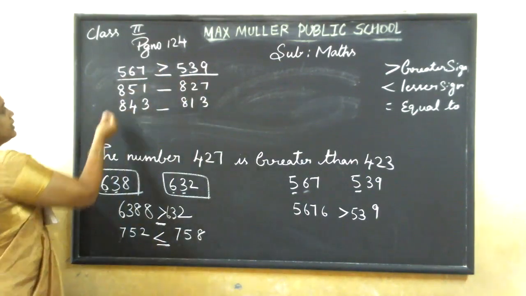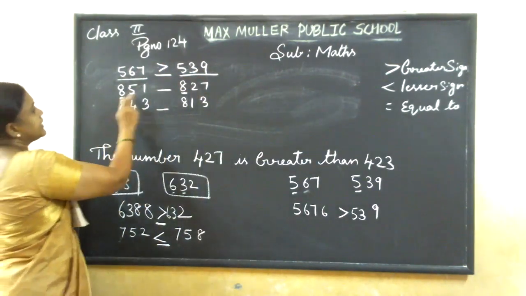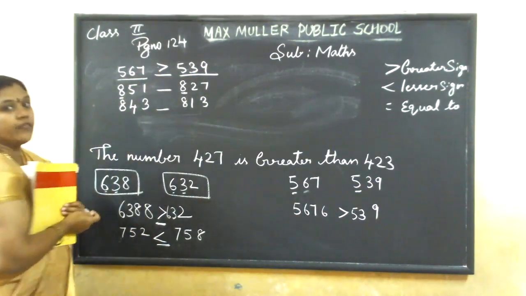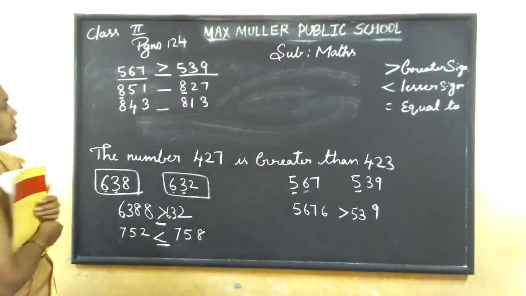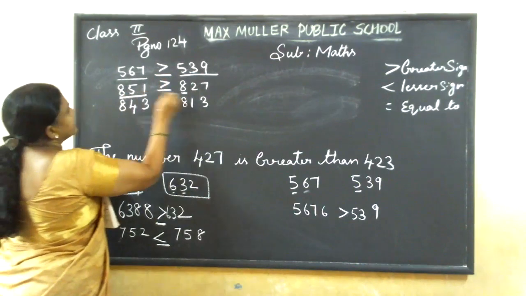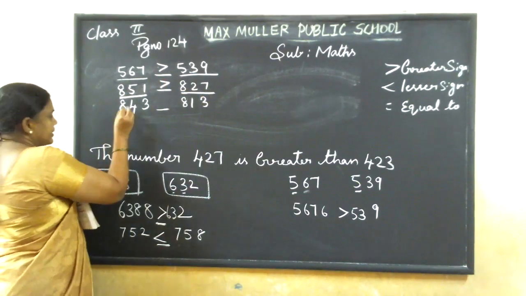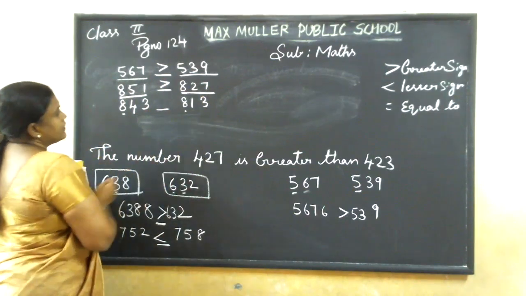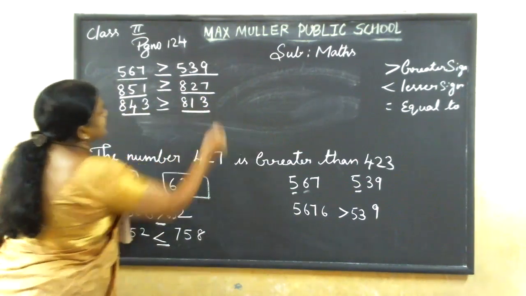Here also, 8 is in the hundreds place in both the numbers. Here 8, here also 8. In the tens place, 5 is here, 2 is there. Which one is bigger? 5 is bigger. So 851 is greater than 827. Here in the hundreds place 8, here also 8. In the tens place 4 is here, 1 is there. Which one is greater? 4. So 843 is greater than 813.